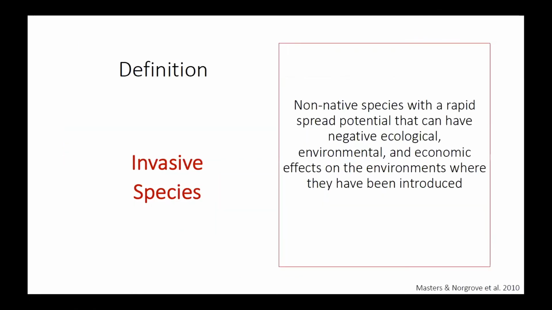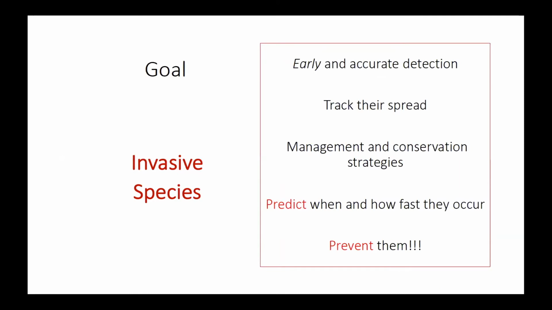An invasive species is defined as a non-native that spreads rapidly and can have negative ecological, environmental, and economic effects on environments where it has been introduced. Invasions have complex and usually long-term direct and indirect impacts that often become apparent only after invaders are well established and have acquired large ranges. To this date, most invasive species management has been reactive, but the future of the field is in prevention. Being able to predict when invasions would occur and at what pace, ideally could lead us to prevent them.